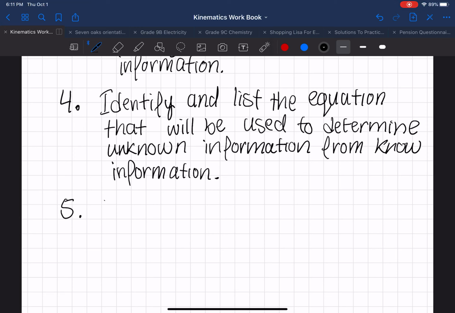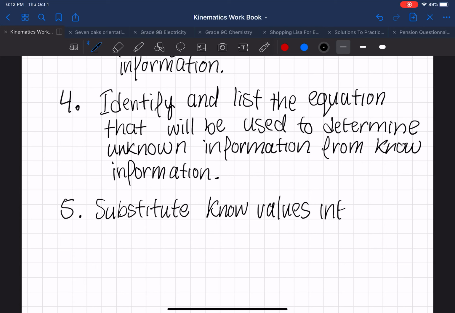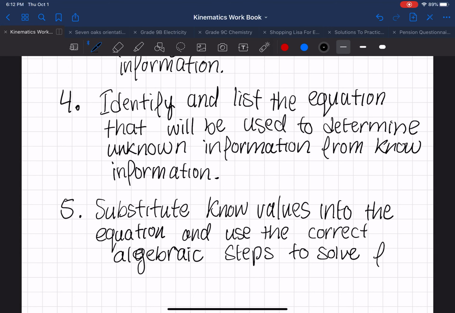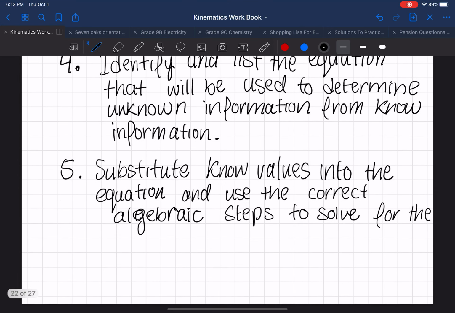Step number 5, substitute known variables or known values into the equation and use the correct algebraic steps to solve for the unknown.